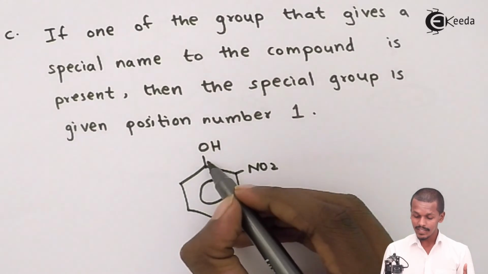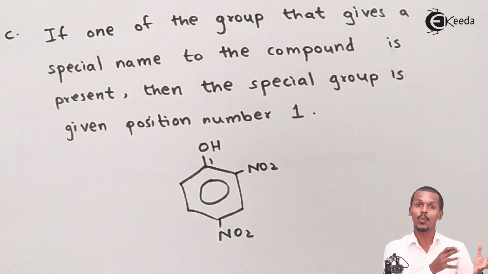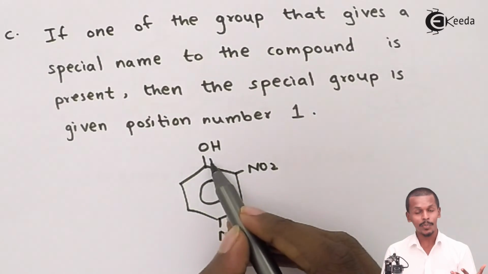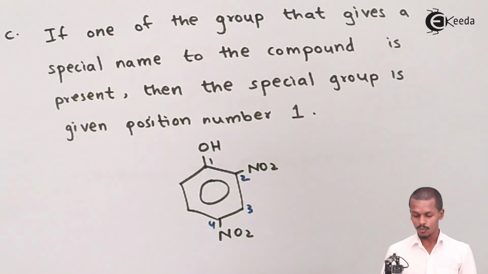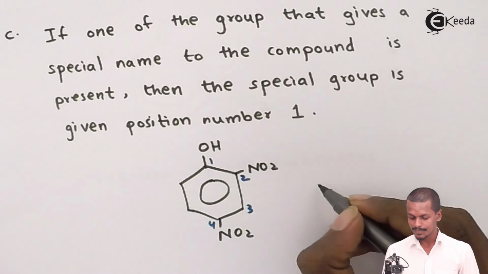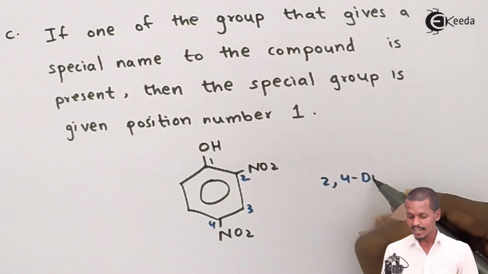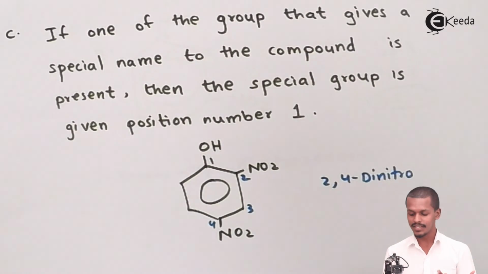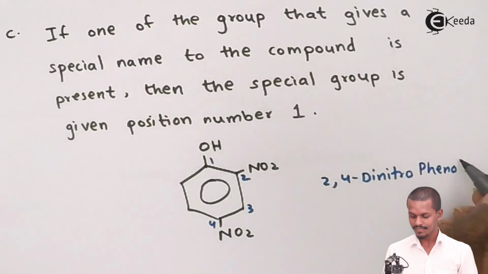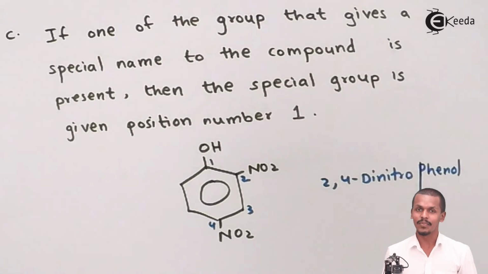So this will be carbon number 1, where the phenolic group or the OH group is attached over here. This is carbon number 1, carbon number 2, 3, and 4. Because this is the special compound that we have got in terms of benzene and OH, that is nothing but phenol, phenol would be the suffix of the name. Nitro groups are present at carbon number 2 and carbon number 4. So the name of this would be given as 2, 4 dinitro, and the special name is phenol. This is how we could give the name for the compound.